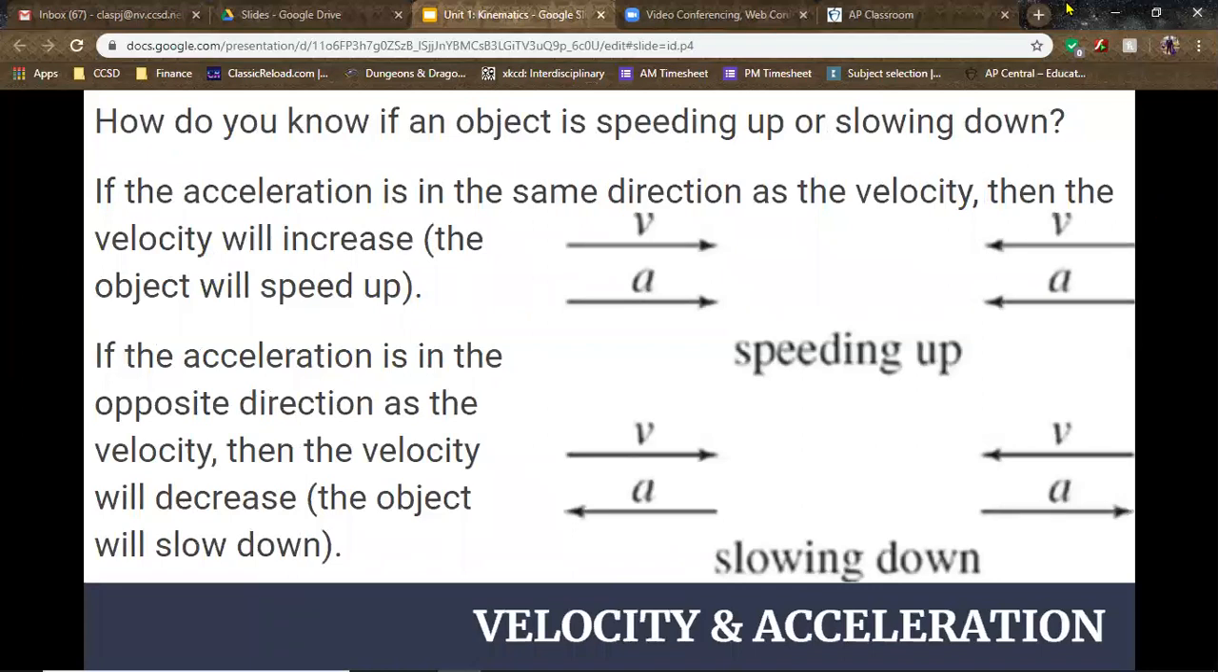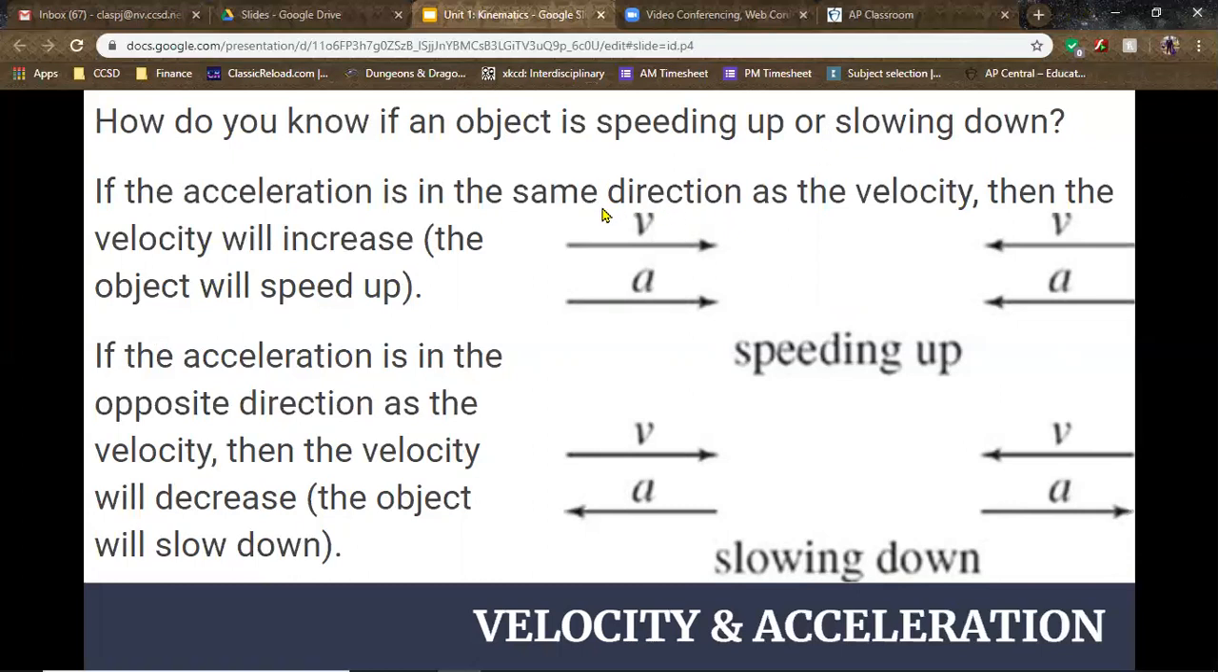So how do we know if an object is speeding up or slowing down? In order to figure this one out, you're going to have to compare the acceleration to the velocity. So if the velocity is in the same direction as the acceleration, we will say the object is speeding up. Doesn't matter if it's positive or negative. If they're in the same direction, object speeding up.